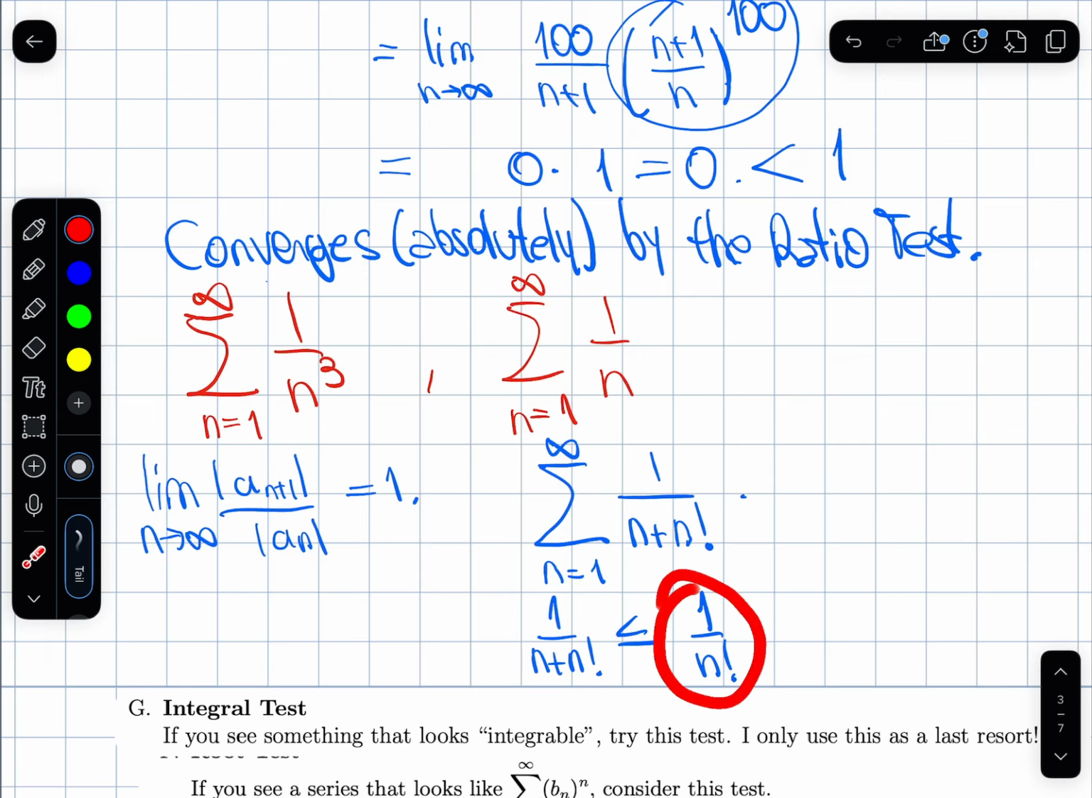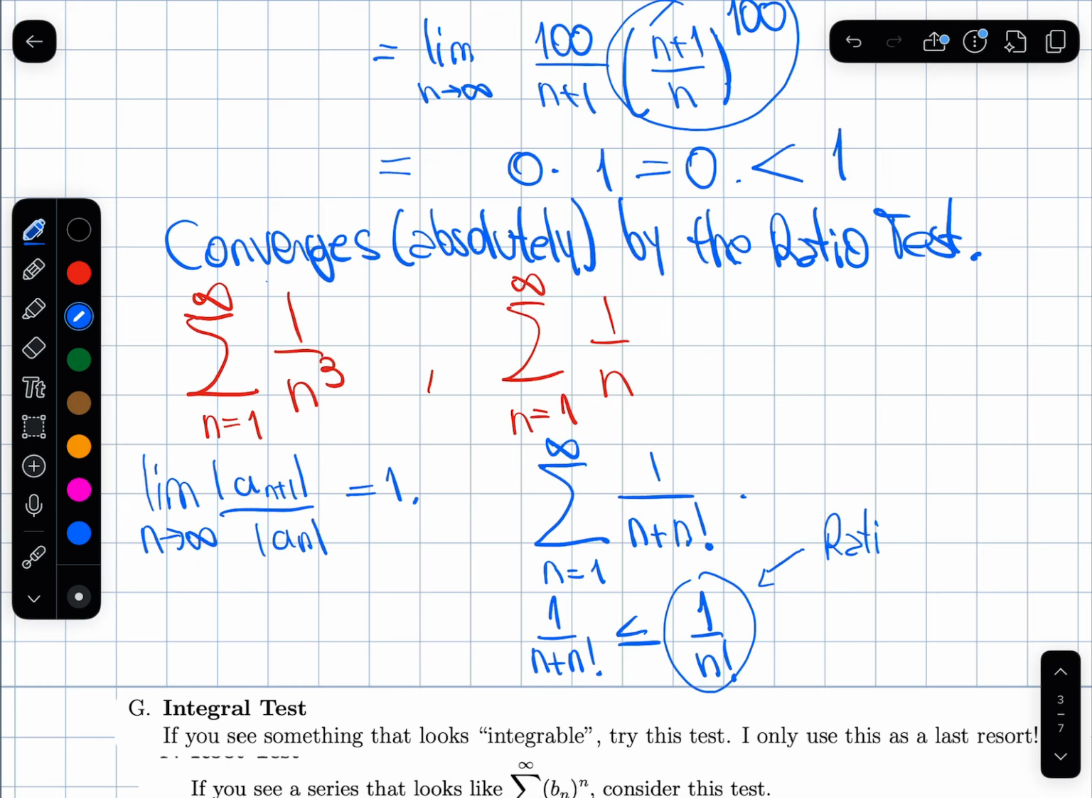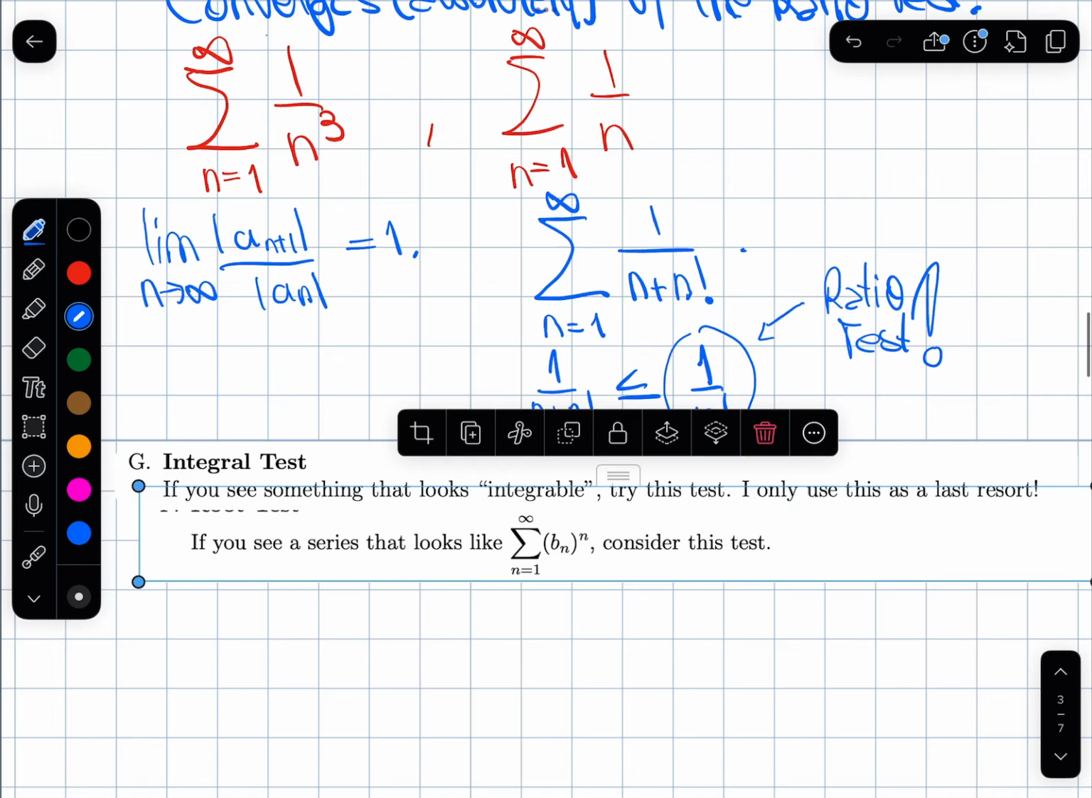Both have positive terms. This has a bigger denominator, so it's a smaller fraction overall. And this I'd use the ratio test with. So we use the ratio test here. So first I'd do a comparison and then the ratio test. So be careful with the decisions that you make. See if they actually mathematically hold. Now this one, let's see.